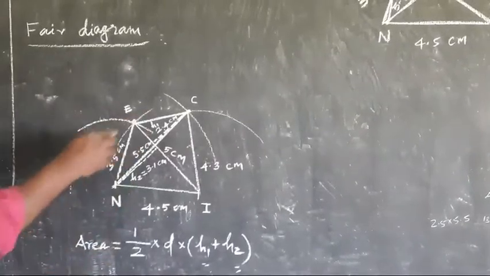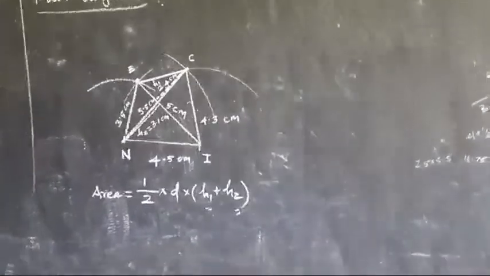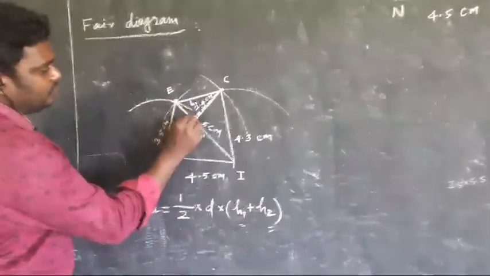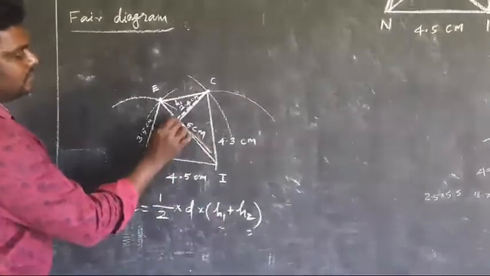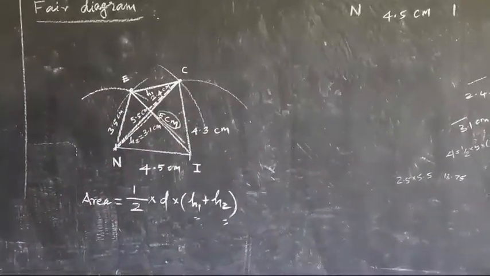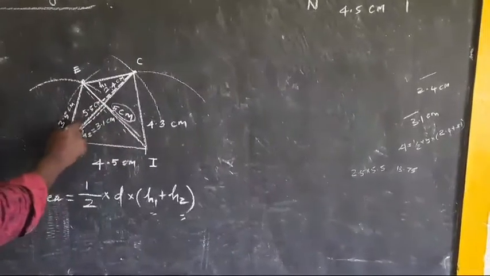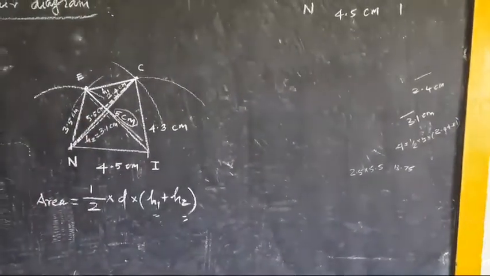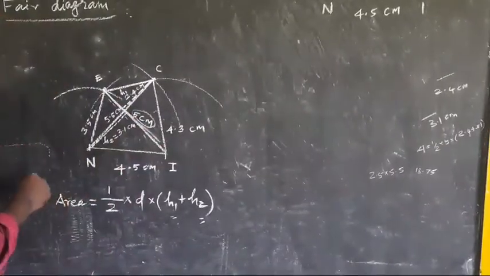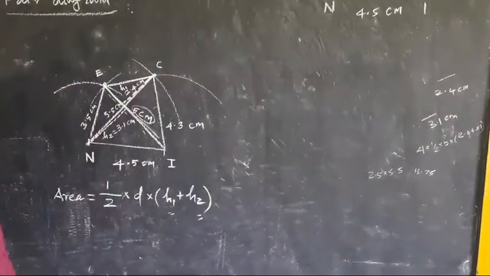I get 2.4. So we take any one diagonal. I am measuring the height with this diagonal, that's why I take this diagonal. Suppose if you measure the height from here with this diagonal, you can take d equal to 5.5. But I measure the height with this diagonal, that's why I take that measurement of the diagonal.